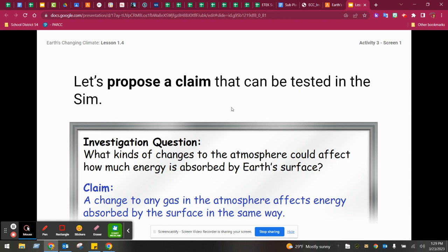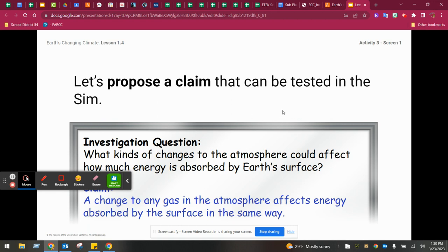Now, let's propose a claim. Let's actually focus on a claim so we can decide whether or not we support this claim, which means we agree with it, or if we're going to refute this claim, which means that we disagree with it. So if our question is what kinds of changes to the atmosphere could affect how much energy is absorbed by Earth's surface, let's propose this as an answer. A change to any gas in the atmosphere, both increasing or decreasing, could affect the energy absorbed by the surface in the same way. So it doesn't matter what we're doing to the gas, they're all going to affect the energy absorbed in the same way.